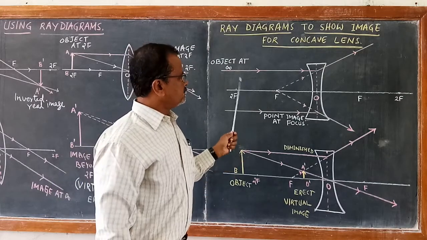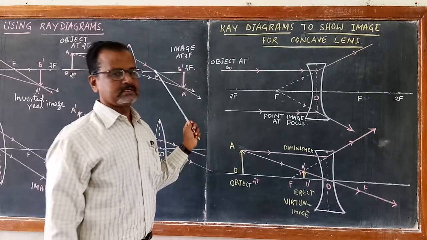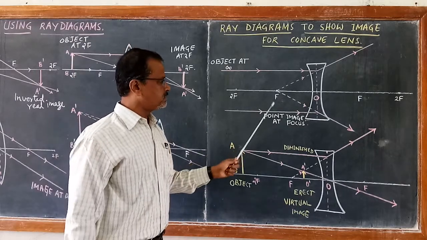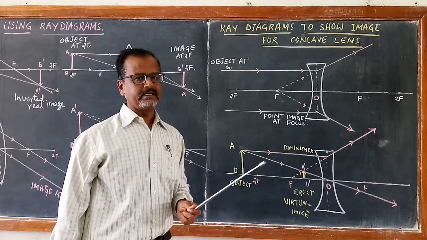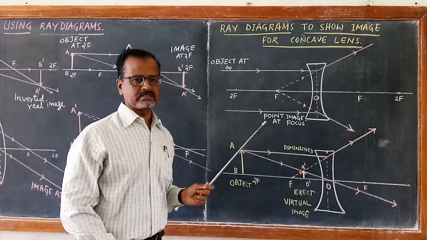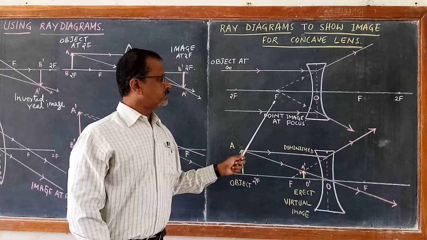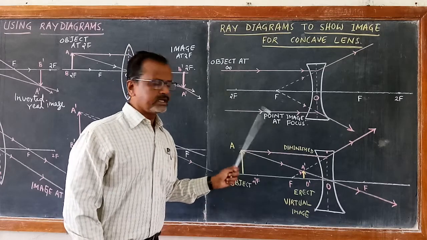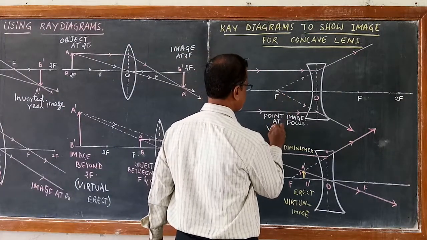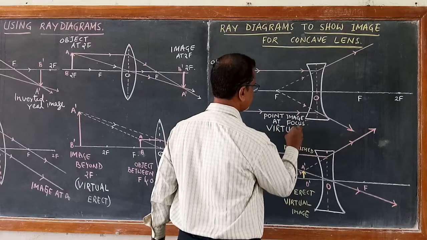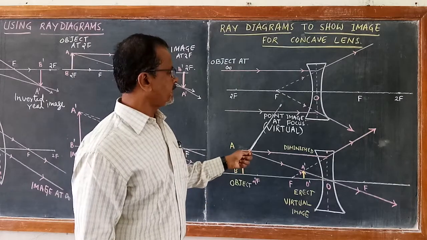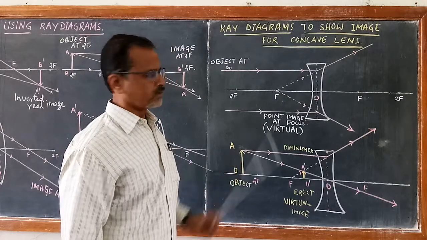The image of this faraway object appears at this focus, as a point image, and it is an erect image. Since this image cannot be obtained on the screen, it is a virtual image. Therefore a point erect virtual image is formed at the focus.